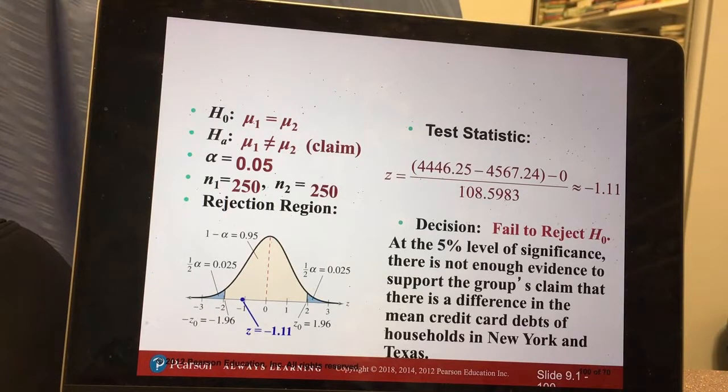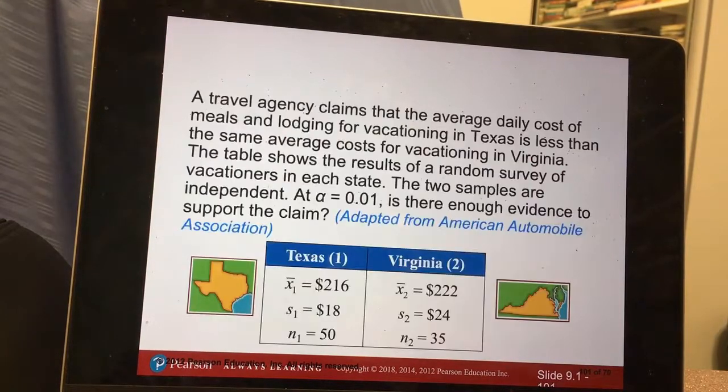So we're going to fail to reject. Our p-value is much greater than our alpha. So we fail to reject our H sub O. And that is consistent. So now let's look at the next one.